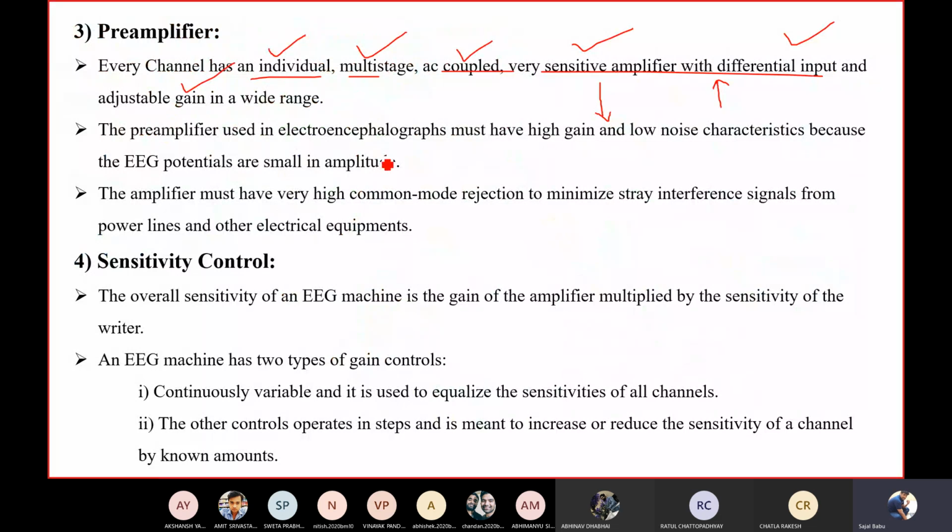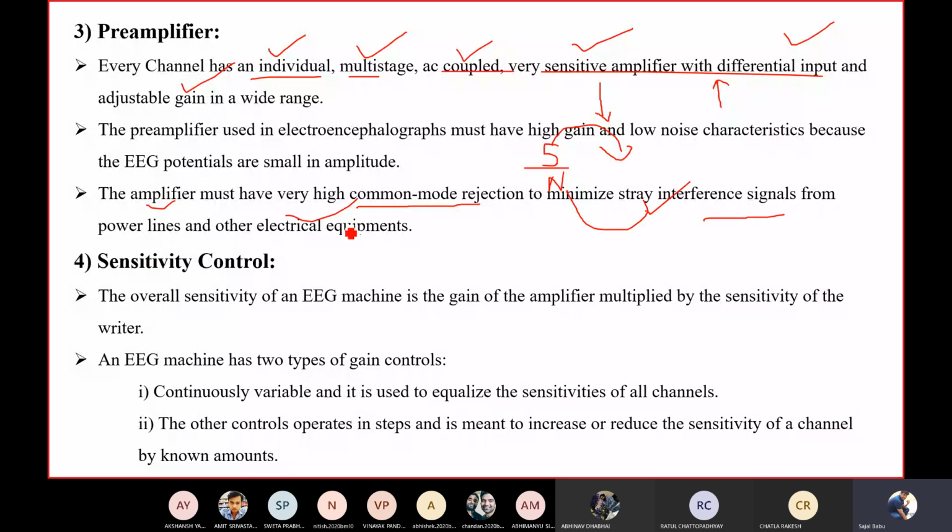The second thing here is high gain and low noise. That means the second thing represents the signal to noise ratio, right? My amplifier should have a high signal to noise ratio. Then only I will get high signal and low noise. The third important thing I need in my amplifier is a high common mode rejection ratio. Why? Because if my amplifier has a high common mode rejection ratio, then it will definitely minimize the interference signal caused by the power lines or other electrical equipment surrounding my EEG machine.